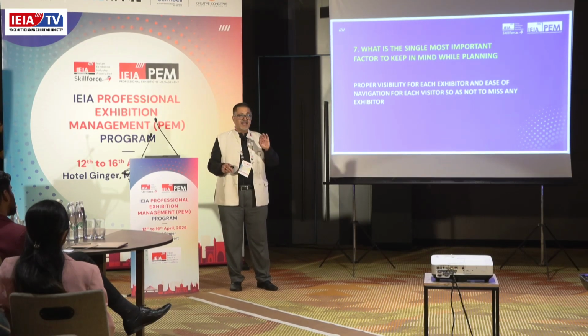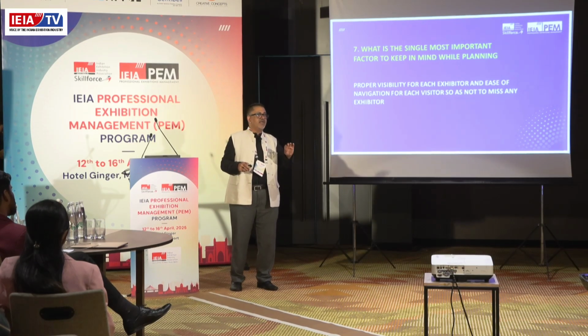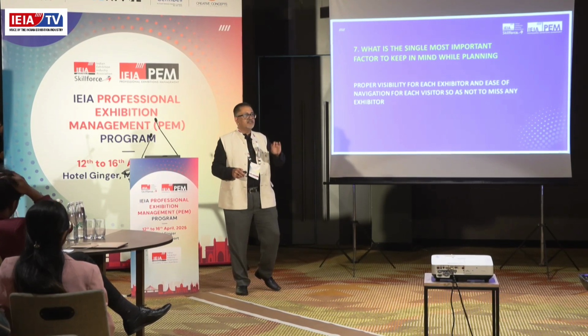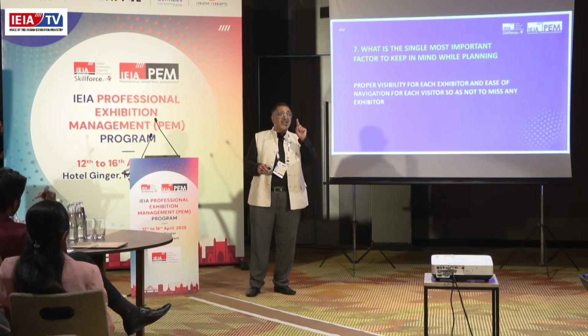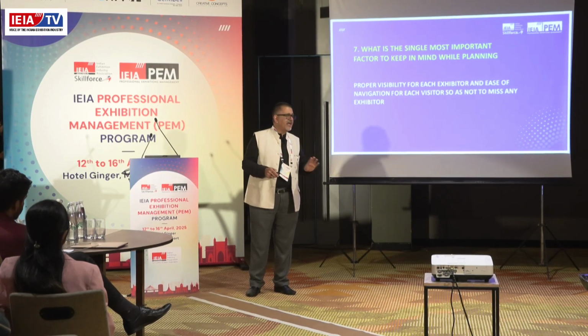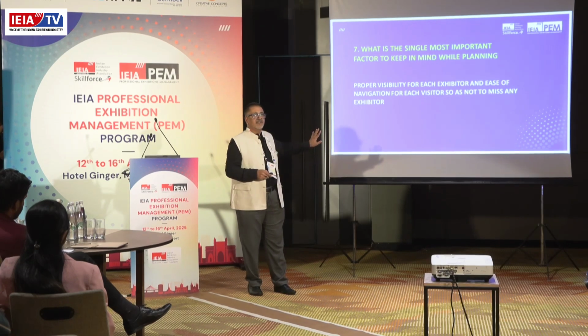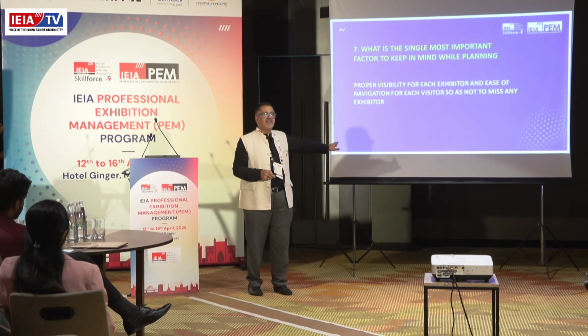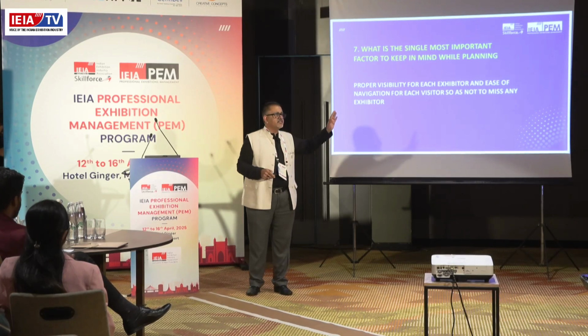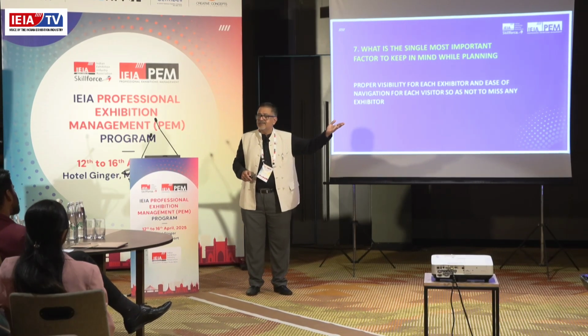Right? An exhibitor wants maximum ROI from his stall. An organizer wants maximum ROI from his exhibition. A visitor wants maximum ROI of his time that he has spent on the venue. And how does that happen? Only by doing this. This way, you are giving the proper ROI to all three of them. Yes or yes? Right?